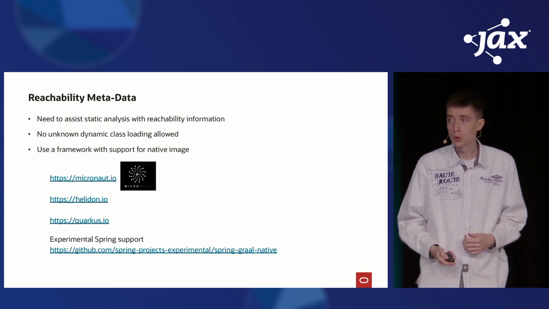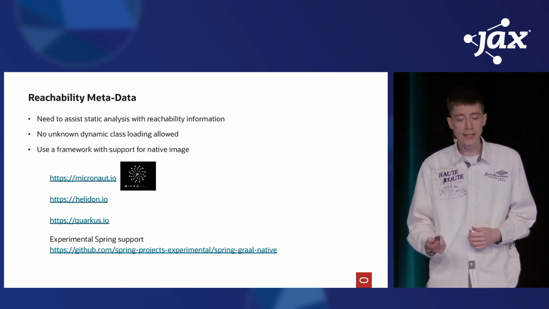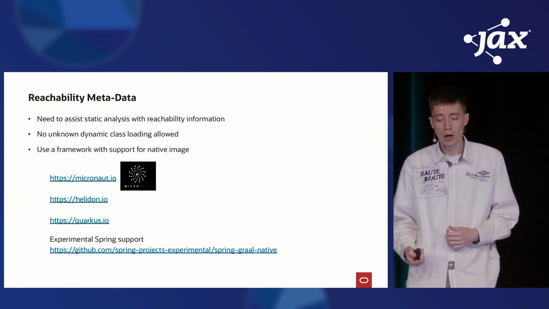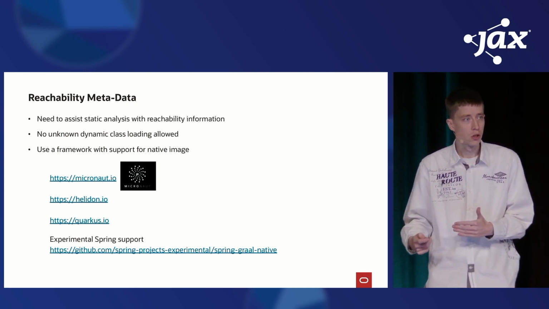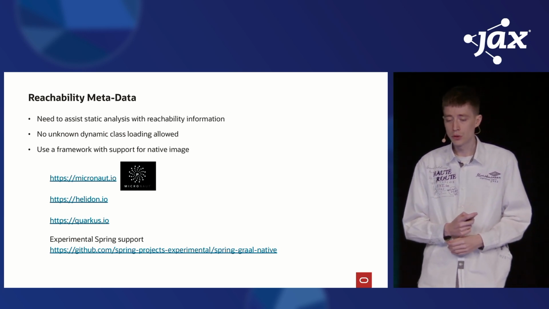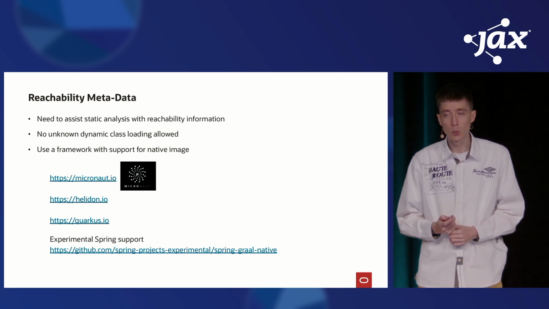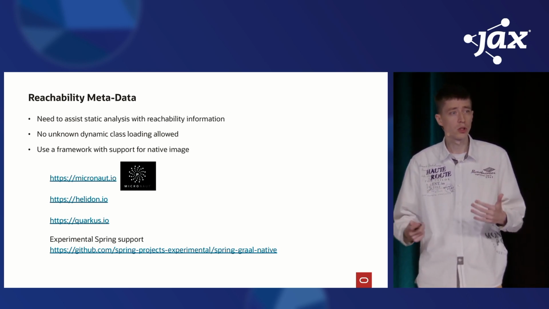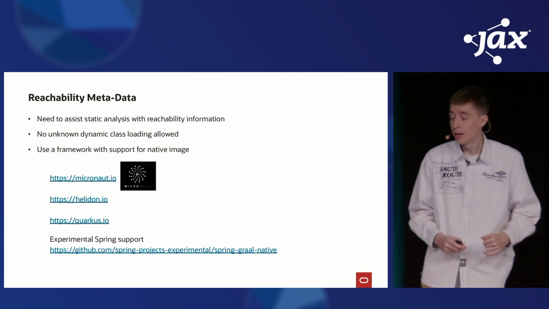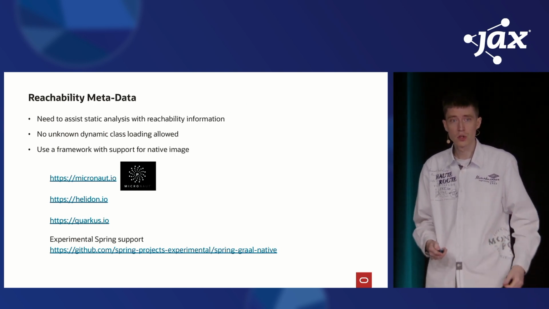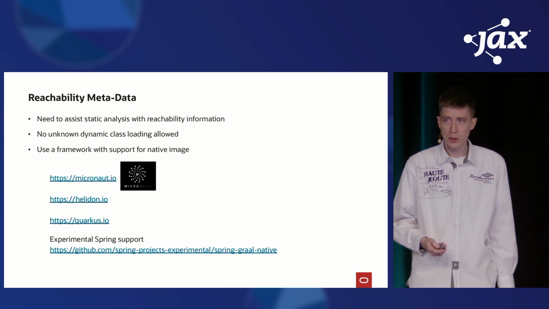And there is also a very strong effort going on from the Spring team at VMware to create experimental support for Spring applications to be compiled with native image. It's called Spring Graal Native. You can see here the place where they have various Spring projects that are then compiled to native image. And we have an ongoing, really great collaboration with the Spring team to make native image work for all Spring applications.